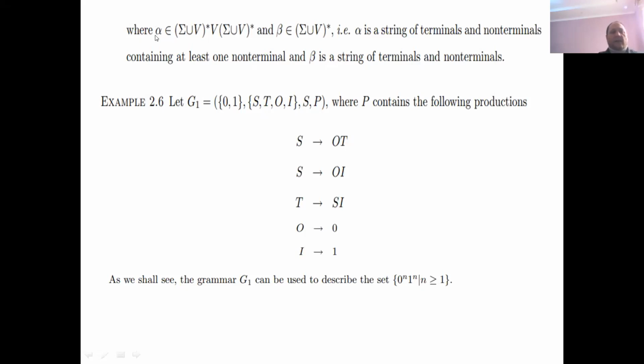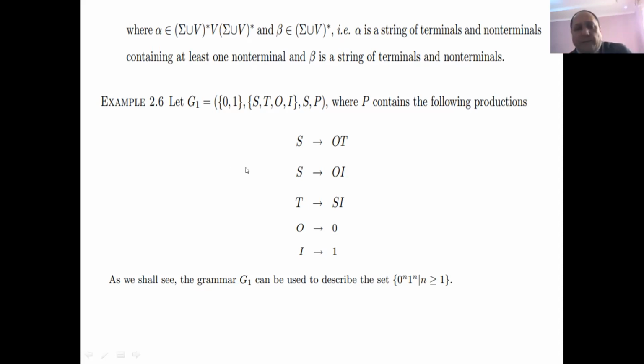Where alpha belongs to the Cartesian product of the sets, and beta also belongs to this set. Alpha is a string of terminals and non-terminals containing at least one non-terminal, and beta is a string of terminals and non-terminals.